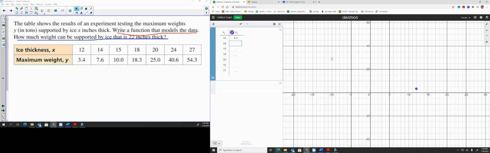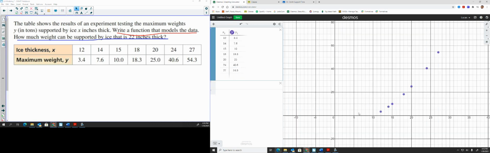3.4, 7.6, 10, 18.3, 25, 40.6, and 54.3. Okay, so here's all my data points.